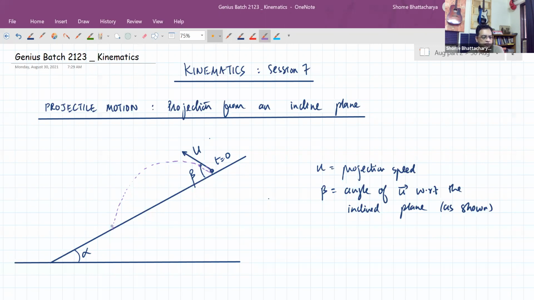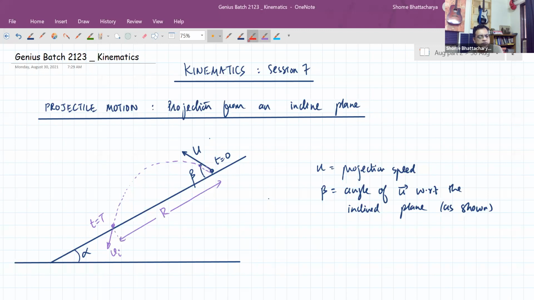Nor are the formulae that we had developed for projection from a heighted point, even though this is actually that only. It's projection from a heighted point with respect to where it's falling. But it's going to be easier for us to develop formulae by reorienting our coordinate frame in such a way that the x-axis is parallel to the inclined plane and the y-axis is perpendicular to the inclined plane. So suppose this comes and hits over here at some time t, with impact speed v, with a range along the inclined plane like this.